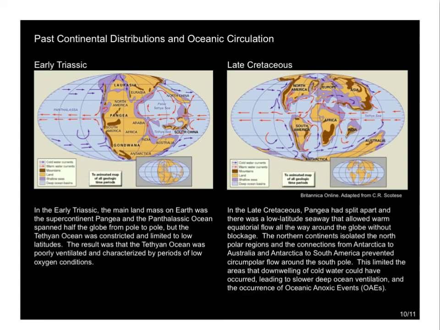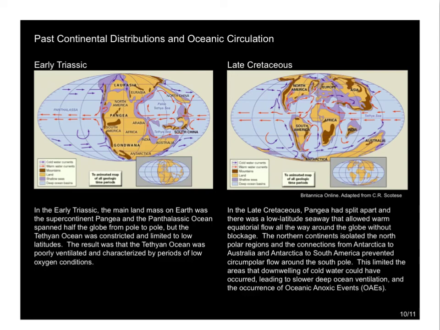Now, the late Cretaceous on the right has a very different continental configuration. In this configuration, equatorial waters could flow westward all the way around the world without obstruction. You can follow these red arrows all the way around from one side of the globe to the other. In addition, high latitudes, both at the North Pole and the South Pole, were largely landlocked, greatly limiting areas for cold water downwelling to ventilate the deep ocean.